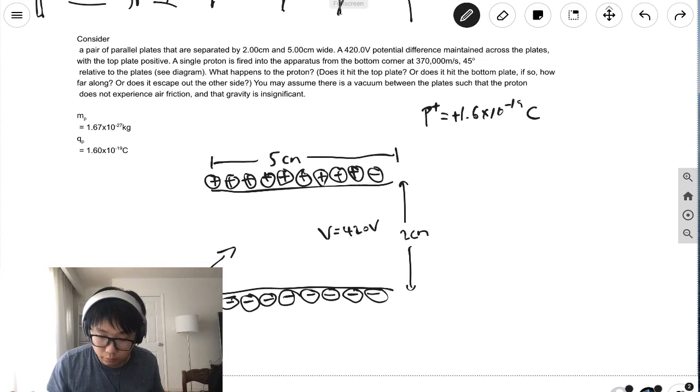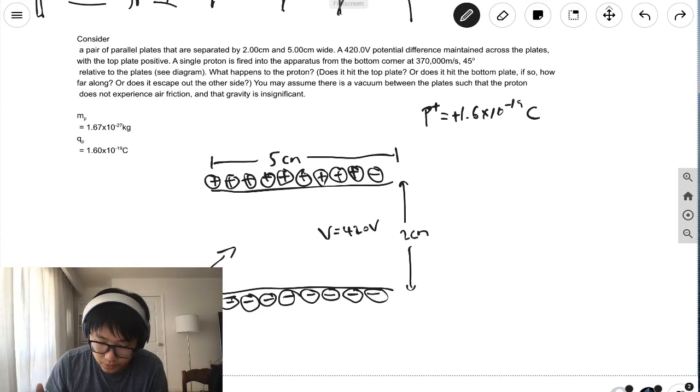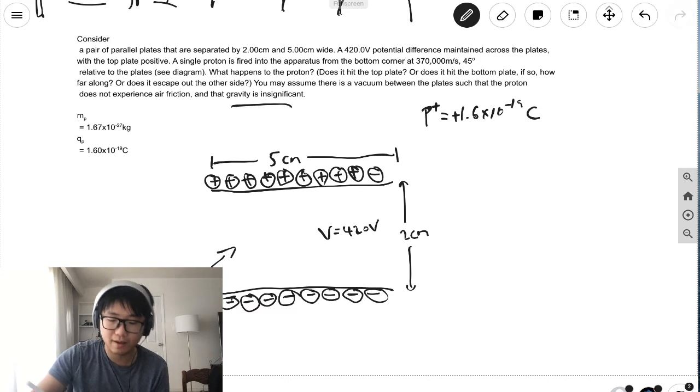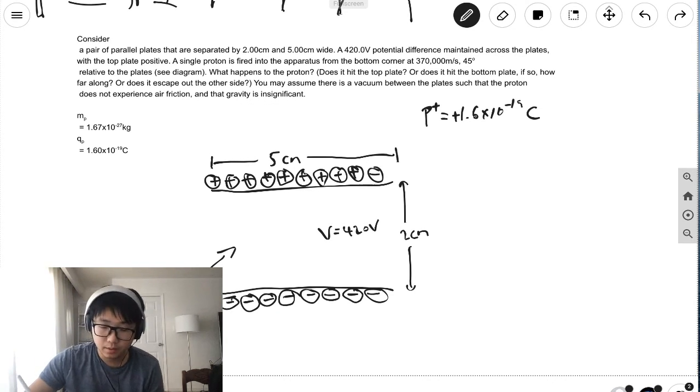which is the normal force. I doubt that's going to happen. That's usually not the case. So you may assume there's a vacuum between the plates, such that the proton does not experience air friction, and we can see that gravity is insignificant.